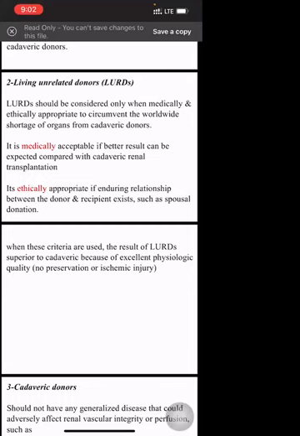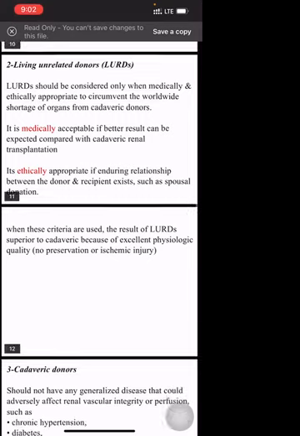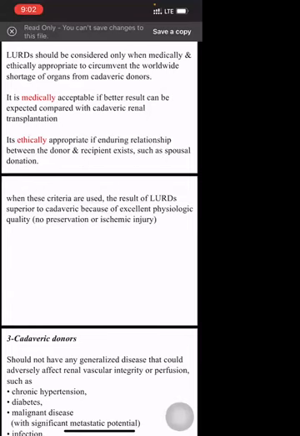It is ethically appropriate when an enduring relation between the donor and recipient exists, such as spousal donation. When these criteria are used, the results of living unrelated donors are superior to cadaveric because of excellent physiologic quality and no ischemic injury. So the second best is the living unrelated donors.